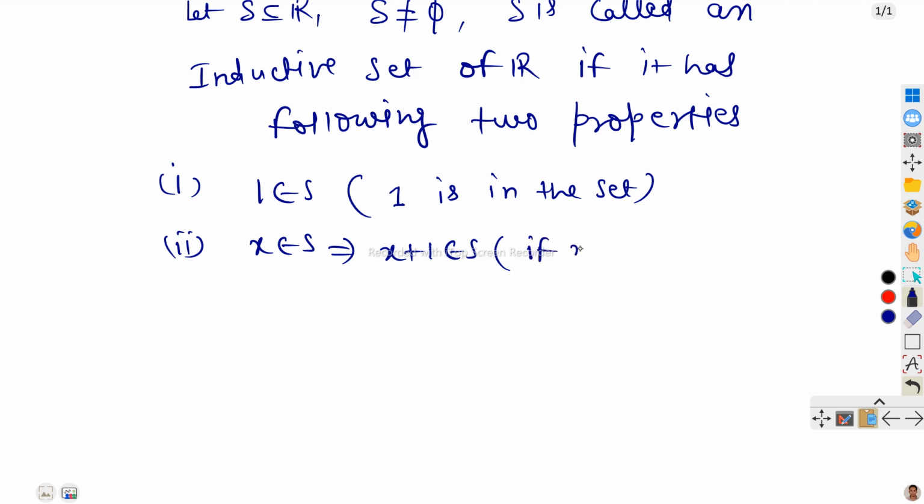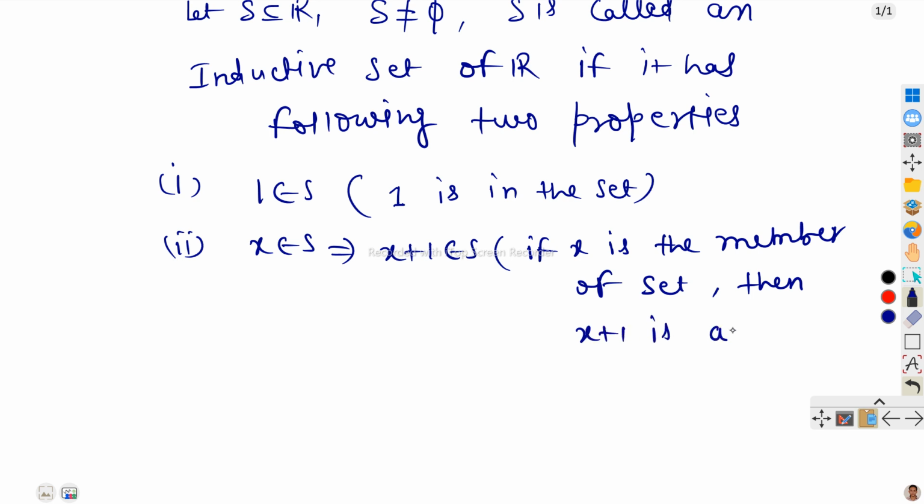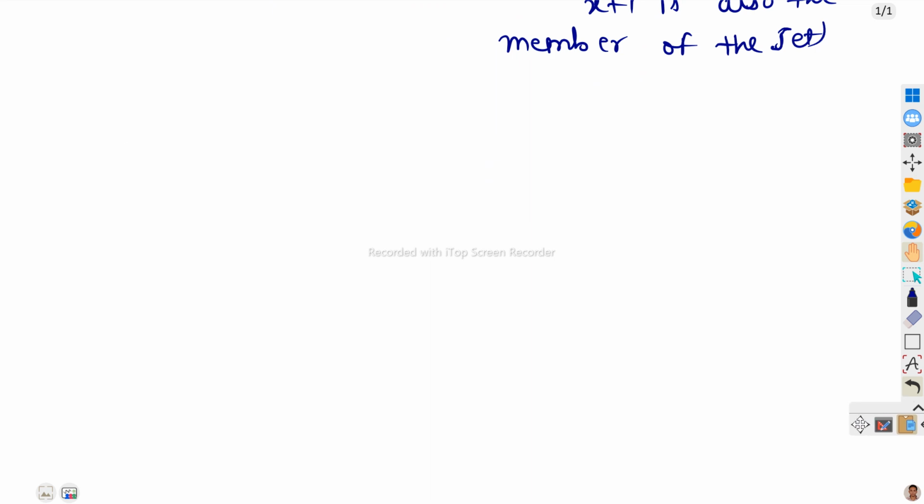This means that if x is a member of the set, then x plus 1 is also a member of the set. So the set having these two properties is called the inductive set of real numbers, or inductive set of R. The properties are: 1 must be in the set S, and if x is in S, then x plus 1 must also be in the set S.